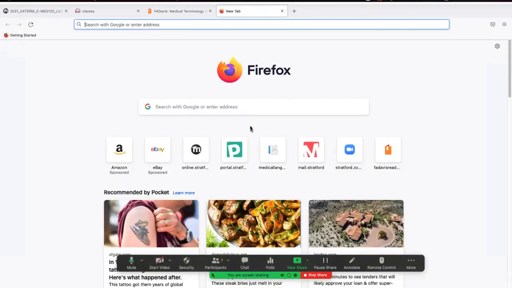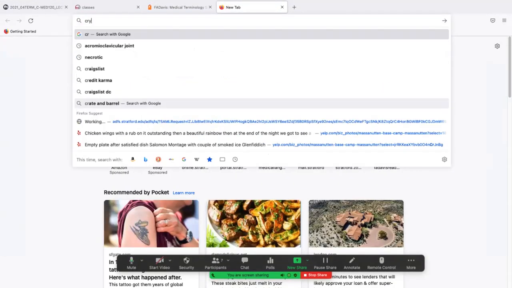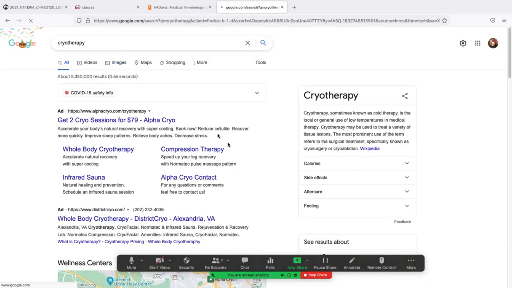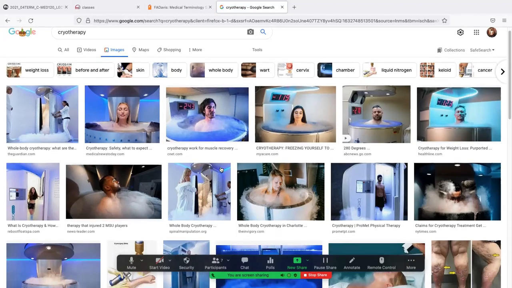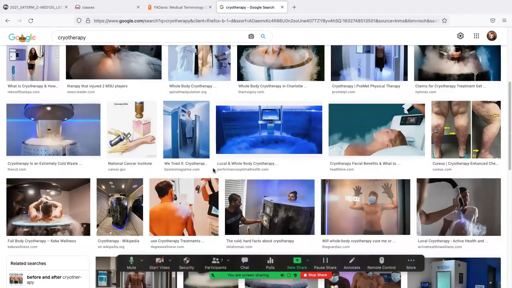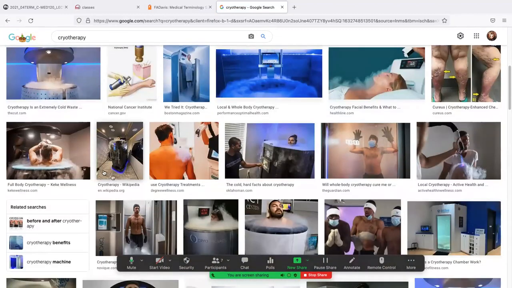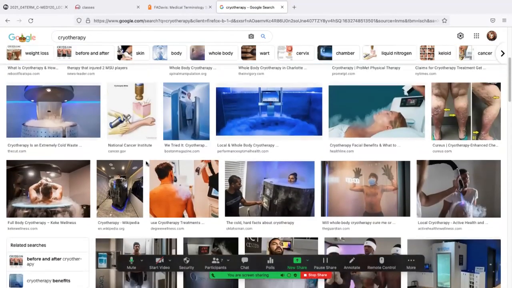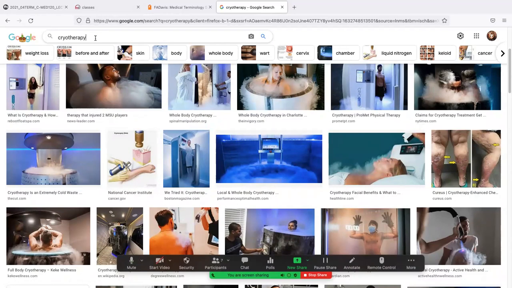there's these little match things. Let's look at cryotherapy. No, that's not the correct one. This is weirdo therapy. I don't know what people are doing going in these cold chambers, but for skin, there you go.